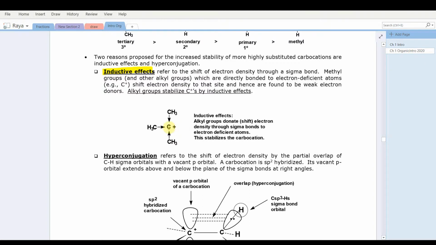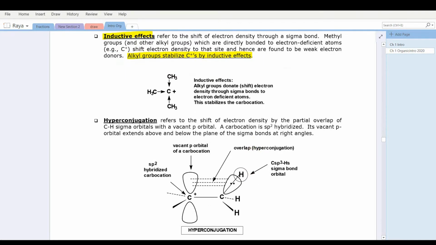Could it not be that the carbocation is more electronegative than a neutral carbon, and therefore these electrons in the covalent bond spend more of their time closer to the electron deficient carbocation? The more alkyl groups you have attached to the carbocation, the more electron density moves towards it. Simple and reasonable. So alkyl groups stabilize carbocations by inductive effects.